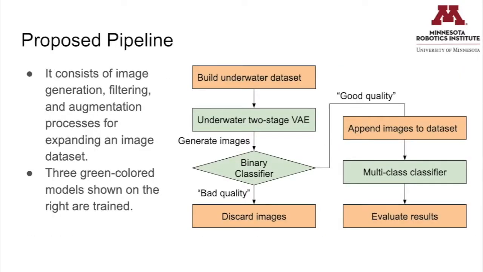We take the following approach, focusing on generating images of plastic bags and bottles, which are very common items found in marine litter. We first build a dataset using real images of underwater trash. We then train the VAE model on this dataset to generate synthetic images. We filter out poor quality images using a binary classifier and append the high quality images to the dataset. Finally, we evaluate the effectiveness of the generated images using a multi-class object classifier. Specifically, the three green color models shown on the flowchart are trained models.